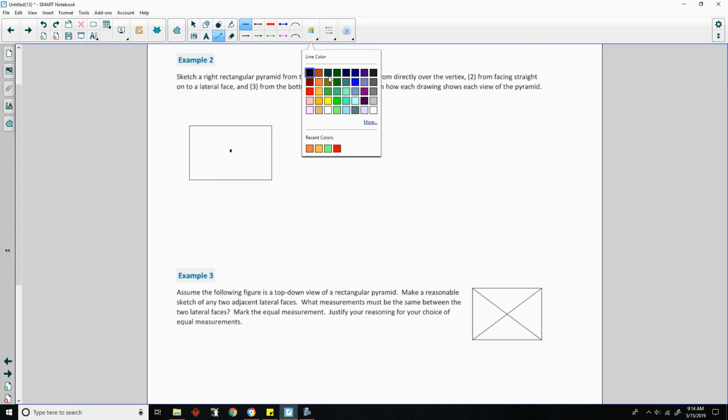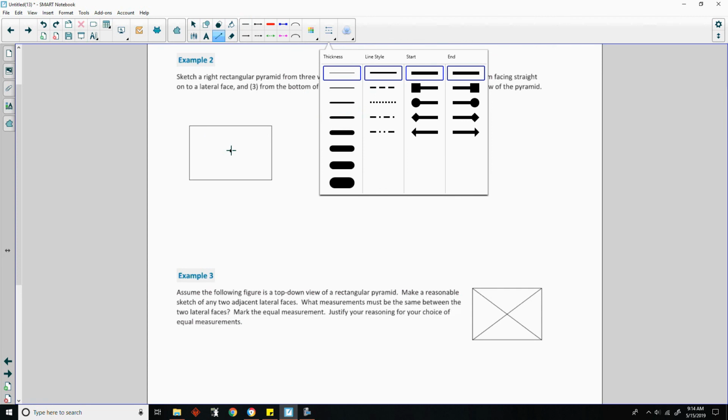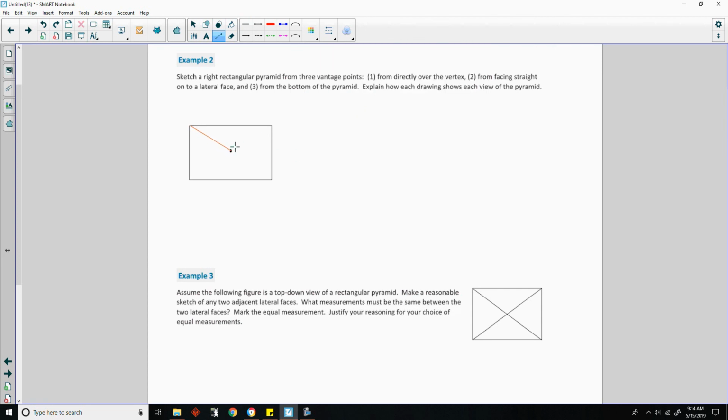Now I need to draw segments that go from the vertex to each corner. Okay, and there's what it would look like. Okay, so those are the four sides looking down at it from the sky. Okay, so it would look like this right here.